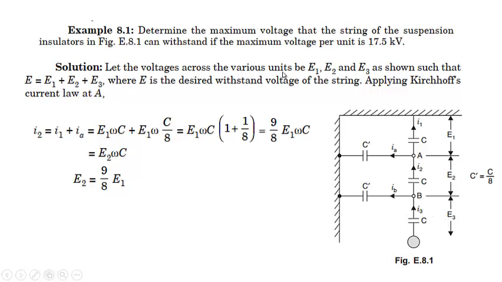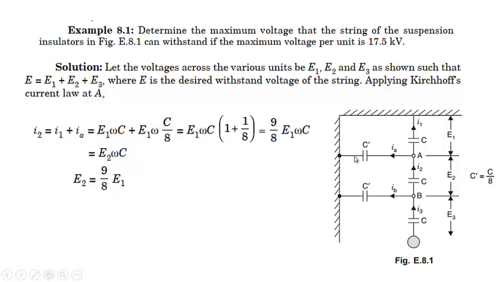Let the voltage across the various units be denoted E1, E2 and E3 as shown, so that E1 plus E2 plus E3 is equal to E, where E is the desired withstand voltage of the string. Applying Kirchhoff's current law at point A, I2 is equal to I1 plus IA. Here it is given that C dash is equal to C by 8, or we can say if this is C, this will be 8C. So M is equal to 8 here.